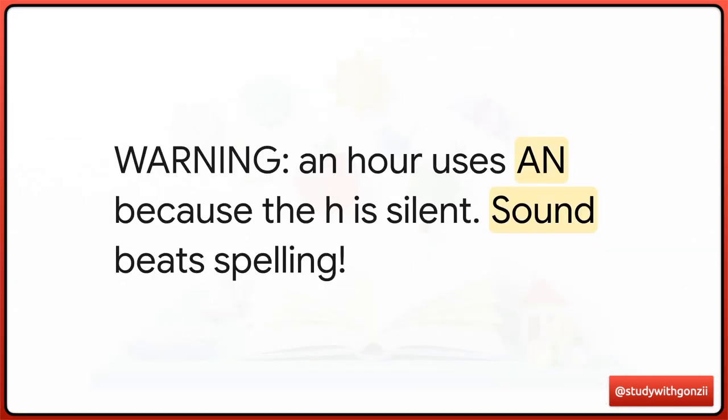But because we're relying on sound, we run into some wild exceptions, like the word "hour." It starts with the letter H. Going by visual rules, H is a consonant, so you'd naturally want to write "a hour." But wait, try saying it out loud. Hour. The H is completely silent. The very first sound that actually comes out of your mouth is the vowel O. And since auditory rules always beat visual letters in this specific case, we have to say "an hour." Remember, sound always beats spelling.